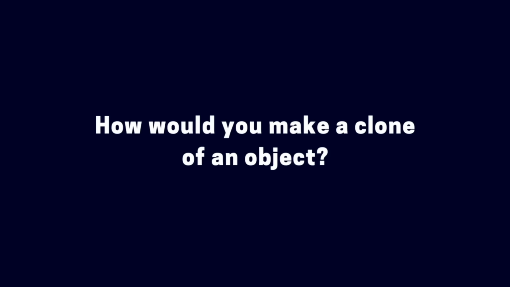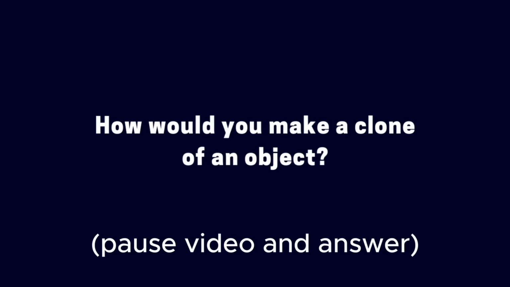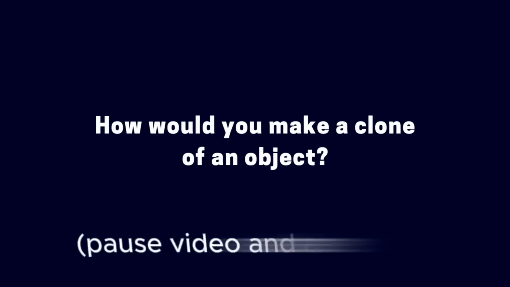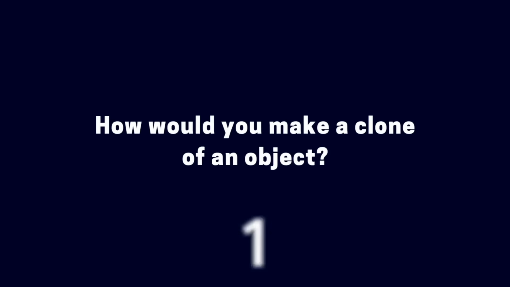How would you make a clone of an object? In JavaScript, you can make a clone of an object by using object.assign. For the first argument, you would pass the target object. Then you can pass in one or more source objects. You can also use a more modern syntax known as the spread operator in order to copy the properties and methods to a target object by the use of 3 dots before the variable that references the object.